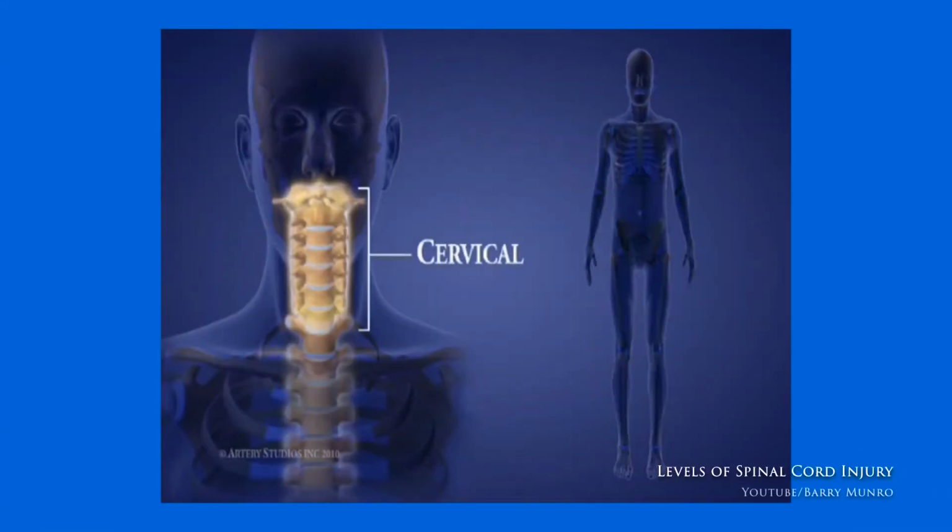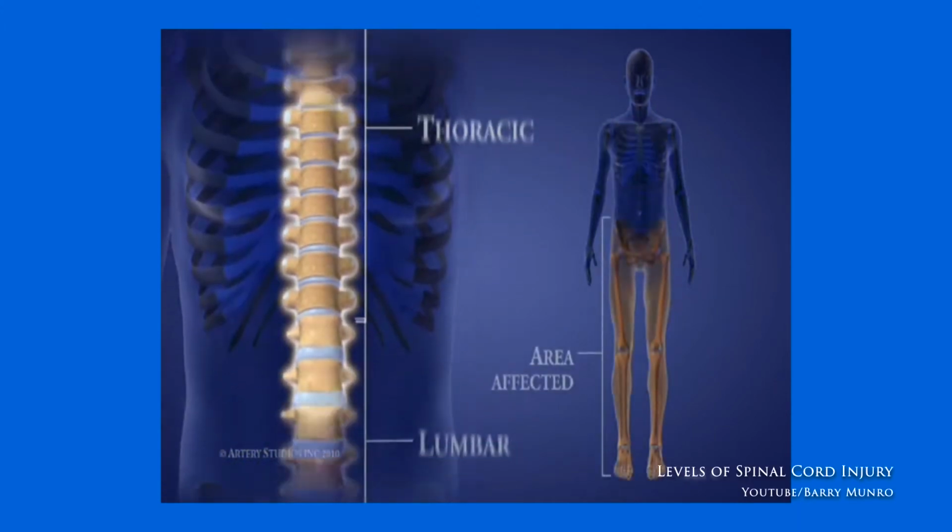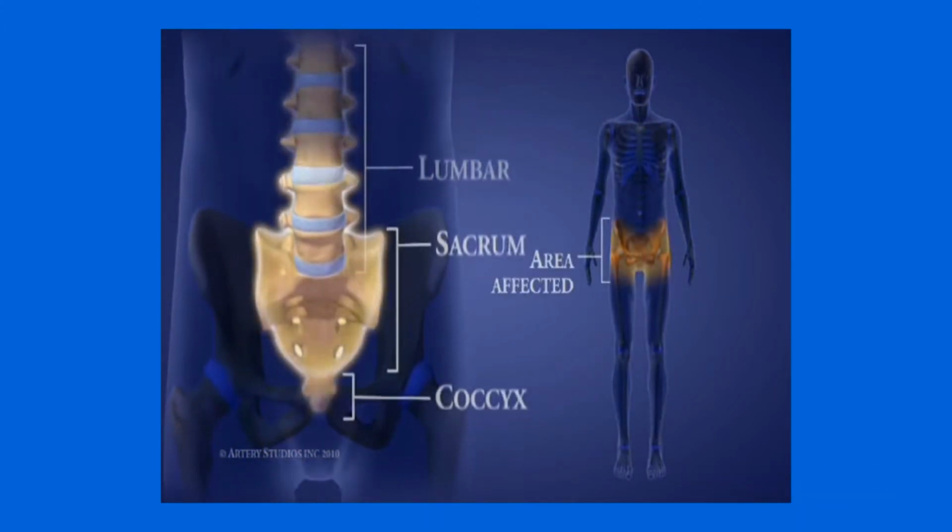In this video, we're going to be talking about spinal injuries. The spinal cord is made up of nerves and nerve cells that communicate messages between the brain and the rest of the body. The spinal cord is protected by the spinal column, which is made up of 5 sections: the cervical, thoracic, and lumbar sections, as well as the sacrum and the coccyx.